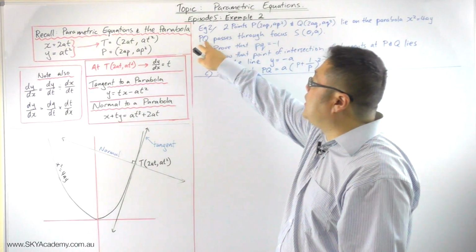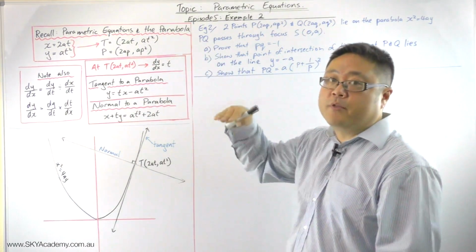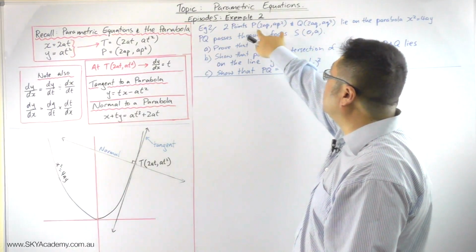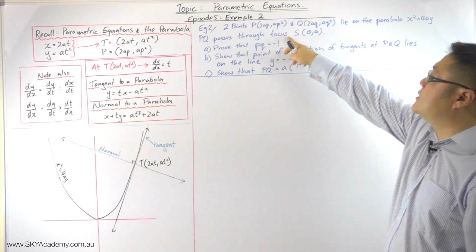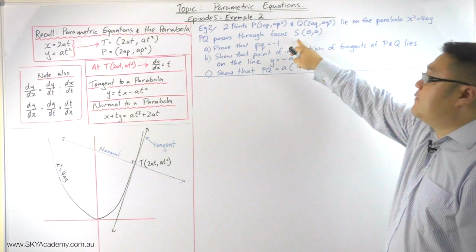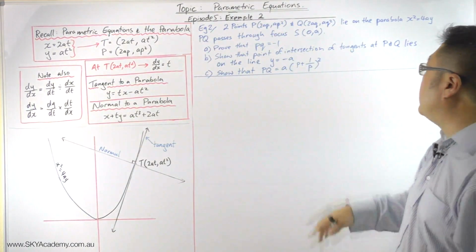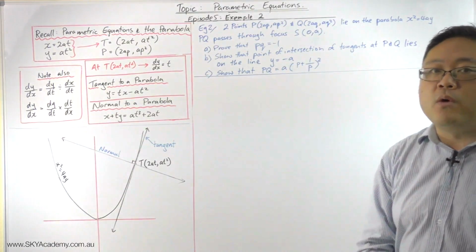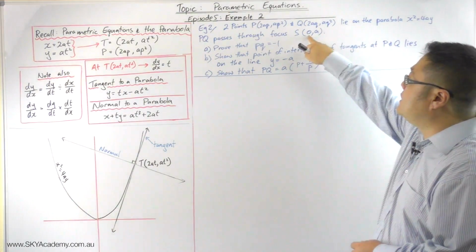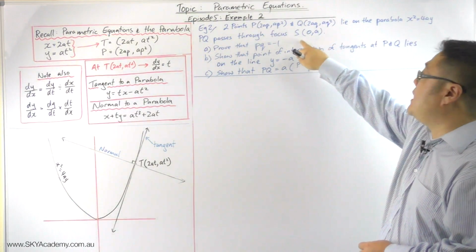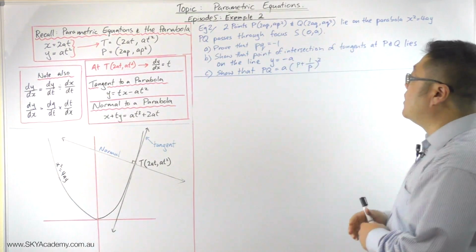And we're told that PQ, the chord between the two points P and Q, passes through the focus S. Now, on a standard parabola where it's x squared equals 4ay, where is the focus? Well, the focus is going to be (0, a), so S is the point (0, a).